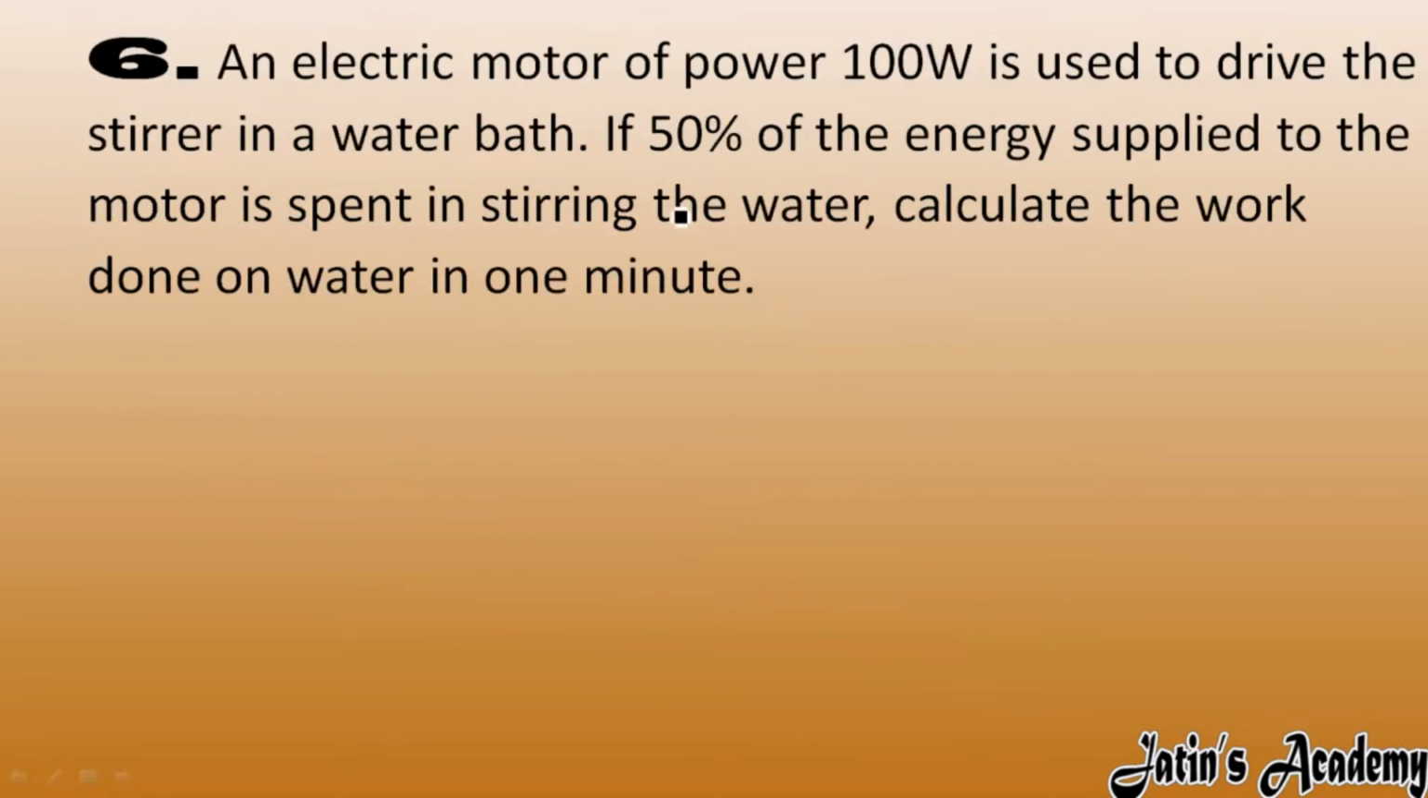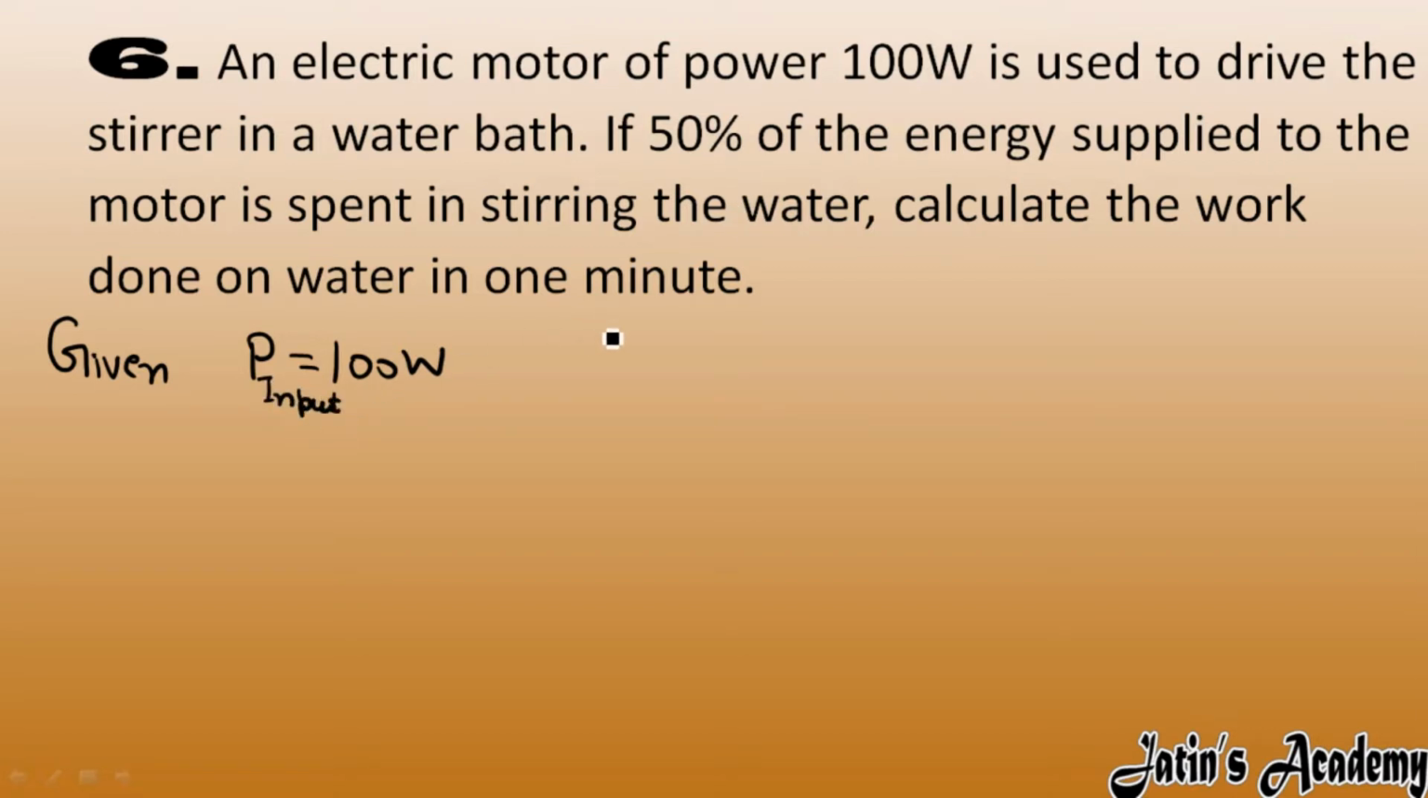Next question we have: an electric motor of power 100 watt is used to drive the stirrer in a water bath. If 50% of the energy supplied to the motor is spent in stirring the water, calculate the work done on water in 1 minute. So let's first write the given quantities. Given quantities we have power. Electric motor of power means this is the power of the electric motor which is required to run the motor. This is a power input, you can say that.